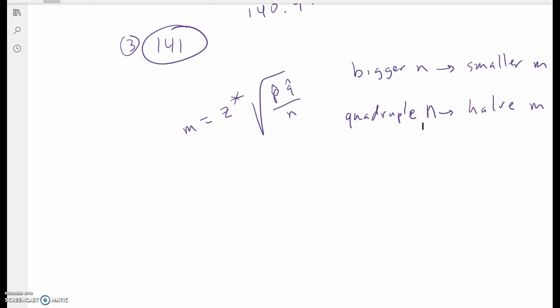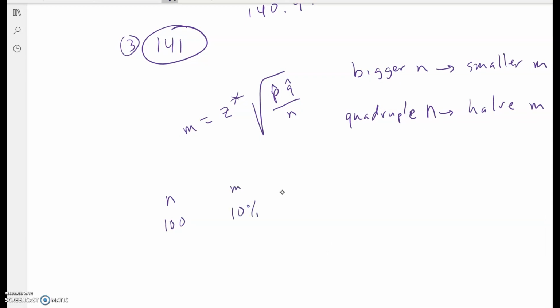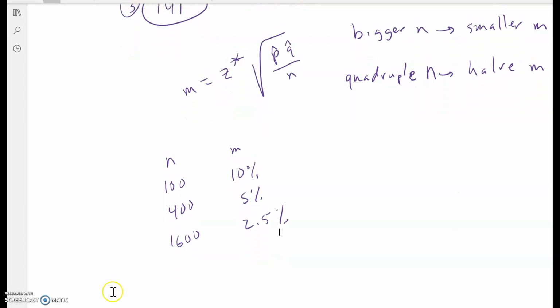And so for example, if n is like 100 people, your margin of error probably would be around 10% if you were to work it out. So then you'd have to have 400 people to cut your margin of error in half down to 5. And then you need 4 times as many as that. So 400 times 4, you need about 1,600 to cut your margin of error in half to 2.5%. And so you get a bit of a diminishing return. So is it really worth it to get 1,600 people in your sample just to get a 2.5 margin of error? Or are you good enough with just 5%? Okay, so that's the basic idea on that one.